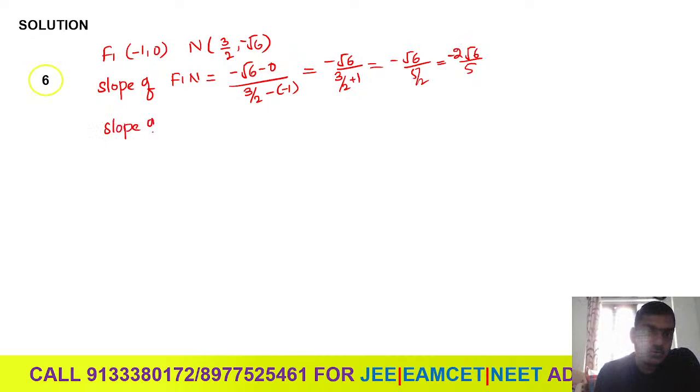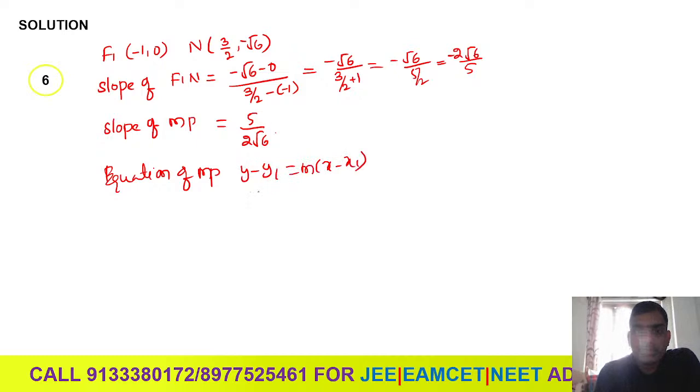Then the slope of MP. Slope of MP is what? 5 by 2 times the square root of 6. Then equation of MP. What is the equation of MP here? Y minus y1 is equal to m times x minus x1. What is point M here? M point is 3 by 2 comma root 6. So y minus root 6 is equal to m. M is 5 divided by 2 root 6. X minus x1. X1 is 3 by 2. This is MP. And this MP and y equal to 0 is another altitude.